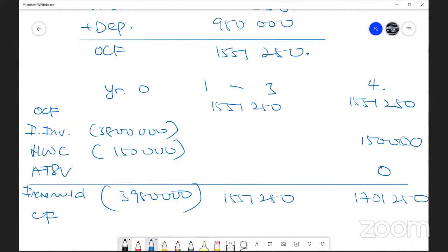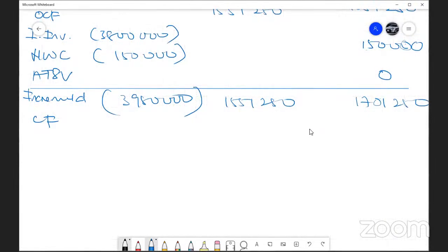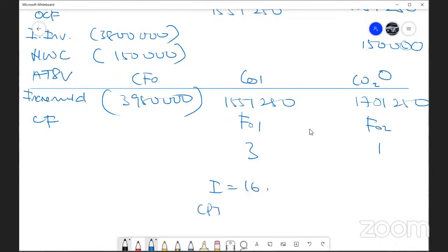Calculate your NPV with this. Calculate NPV: CF0, C01, F01 repeat 3 times, C02, F02 repeat 1 time. Interest rate is 16%. Compute NPV. This is question number 9.